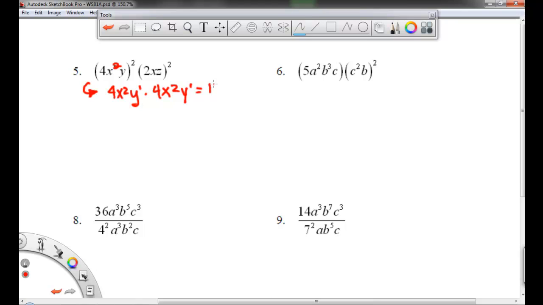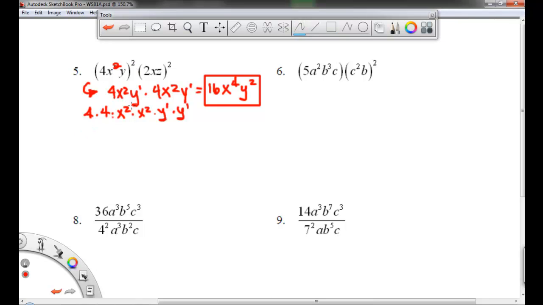4 times 4 is 16. x squared times x squared is x to the 4th. And then y times y would be y squared. Some of you might like to do it like this: we know 4 times 4, we've got x squared times x squared, then we have y to the 1st times y to the 1st. 4 times 4 is 16. Add the 2's on the x, so x to the 4th, and add the 1's exponent on the y to give you y squared. Now that's just the first piece that we need to do. That gives me the answer to this first factor.